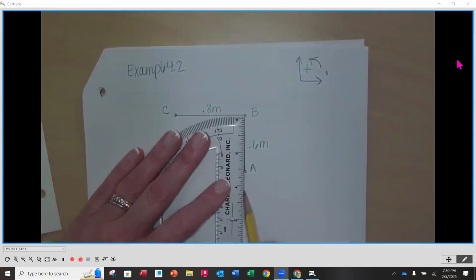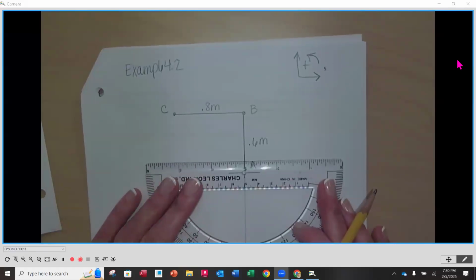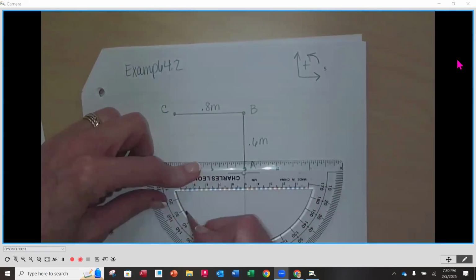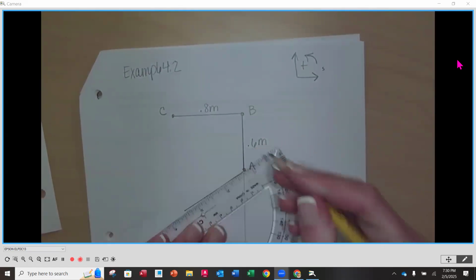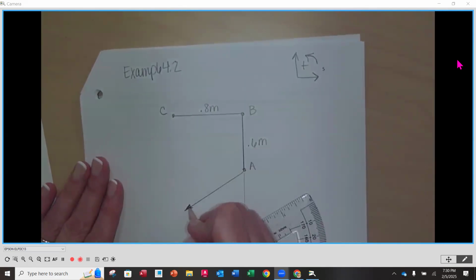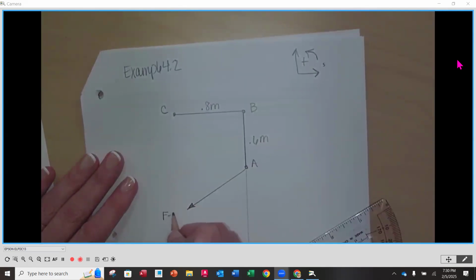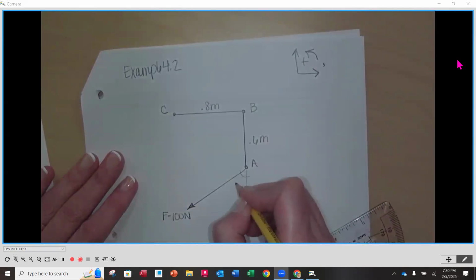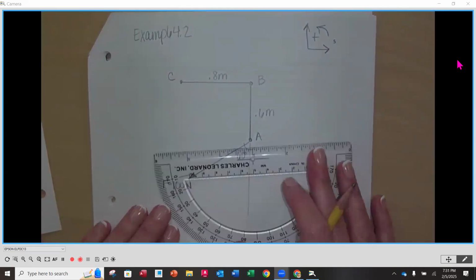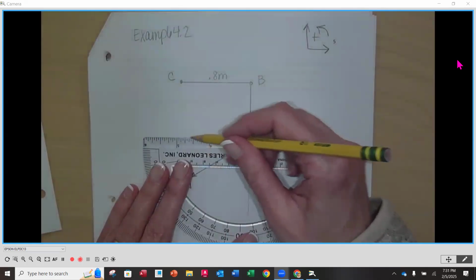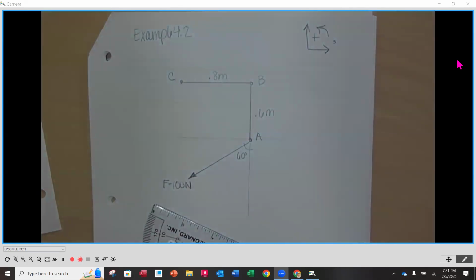We know that coming from horizontal, we got 60 degrees. I'm sorry, coming from vertical is 60 degrees. And I know that F is equal to 100 newtons, and that this is 60 degrees, right? So now what we're going to do, and I'm just going to draw the X and Y axis through point A. We're going to break F into X and Y components, and we're going to put them at point A here.